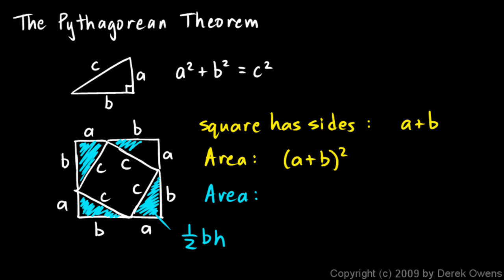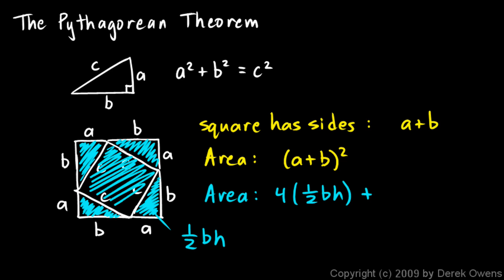And so we'll write that mathematically. We'll say the area is 4 times this. 4 of those. 4 times 1/2 AB. Plus the area of this square in the middle. And that square in the middle is a square with sides of length C. So I'll say plus C squared.